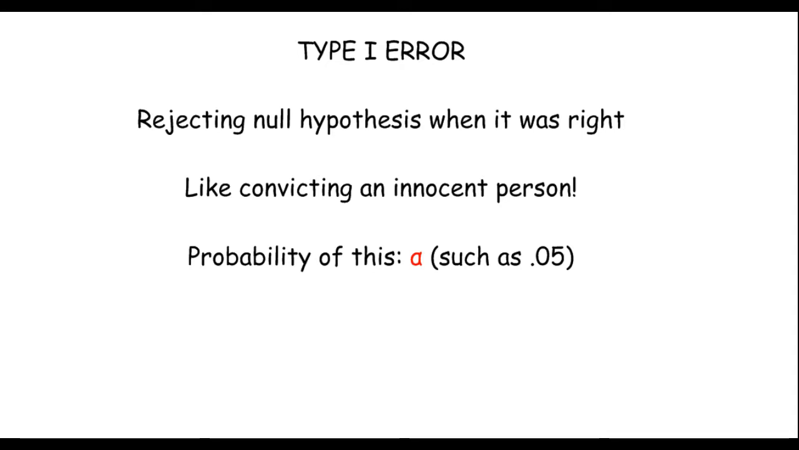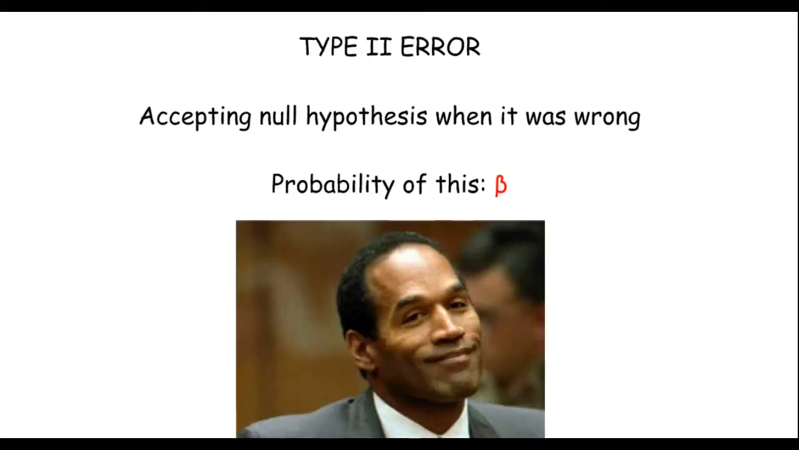The probability is actually linked to alpha, so when alpha is 0.05, it means you have a 5% chance of making a type 1 error. When alpha is 0.01, you reduce that to a 1% chance, so lowering your alpha reduces your chances of a type 1 error. Type 2 error, on the other hand, is when you fail to reject.